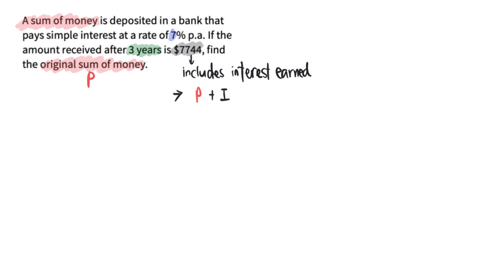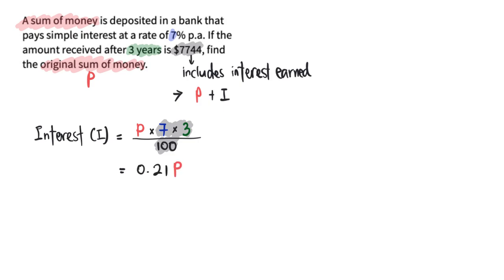Okay, so now we must first calculate the interest. The interest I is equal to P, which we don't know, multiplied by my R, 7, multiplied by my T, 3 years, over 100, and this will actually give me 7 times 3 is 21, divided by 100. This will give me 0.21, not forgetting the P. In terms of P first.